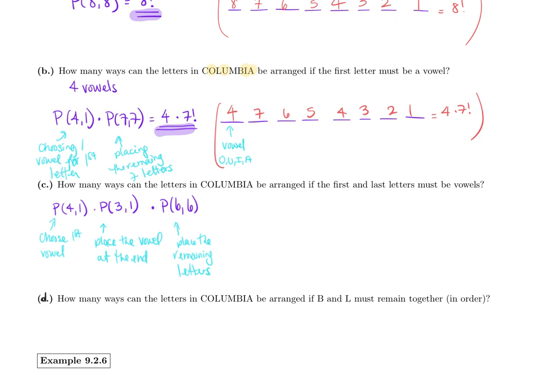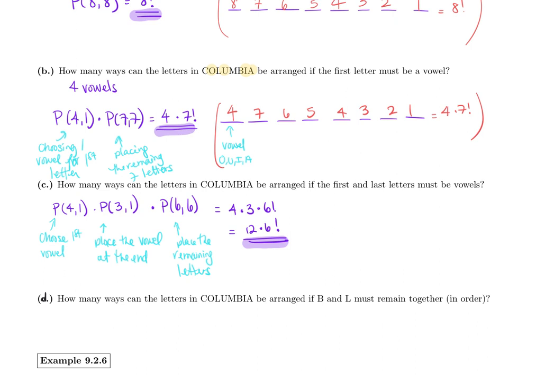There we are, remaining letters. So when we do this, P of 4 choose 1 is 4. P of 3 choose 1 is 3, and P of 6 choose 6 is 6 factorial. So we end up with 12 times 6 factorial. And again, these are fairly large numbers. You are welcome to plug them into your calculator if you want, or you can just leave them as is.